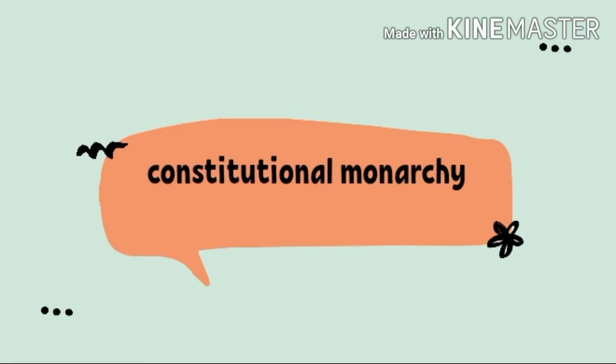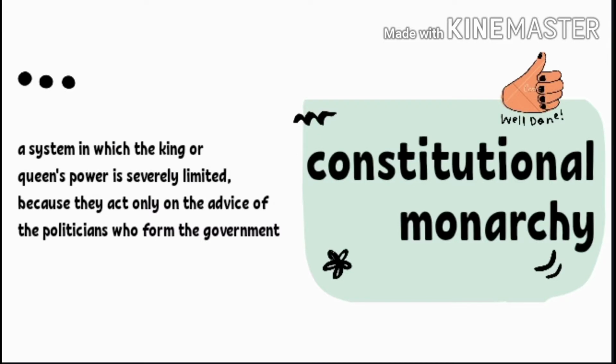So understand this term carefully. Constitutional monarchy, what is it? It is a system in which the king or queen's power is severely limited because they act only on the advice of the politicians who form the government. What does it mean? Being a puppet while holding the quality of leadership. Still, power is not centralized. It is in the hands of different people, which brings nepotism, favoritism, all these things.